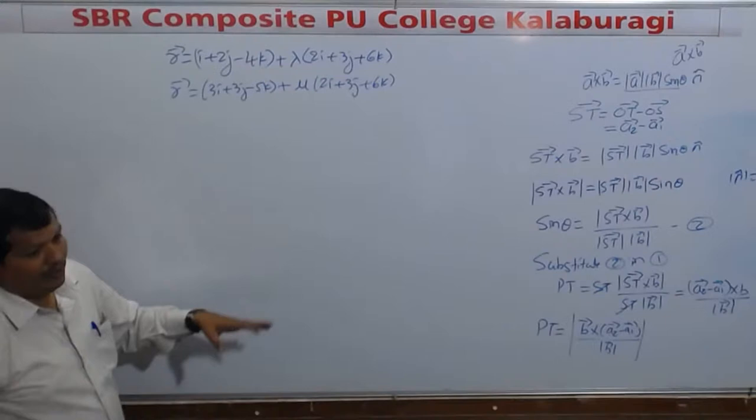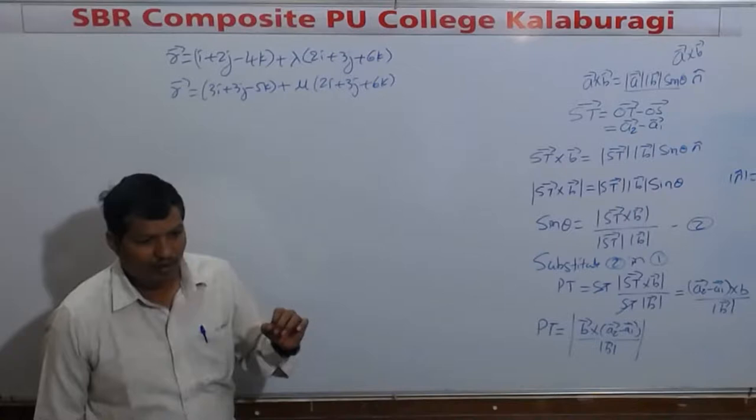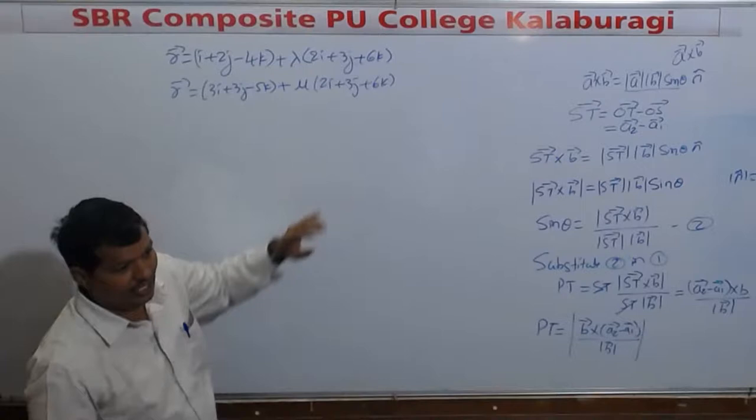They will not tell you that these are two skew lines or two parallel lines. You have to find out whether they are parallel or not. Sometimes they ask like this: it is 4i plus 6j plus 12k.